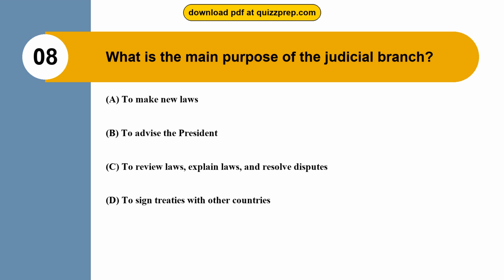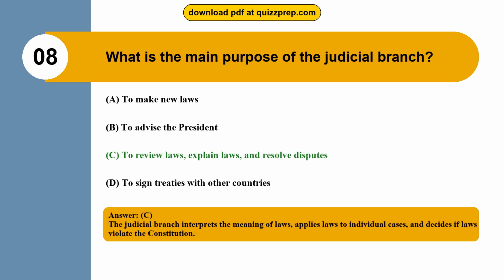Option A, to make new laws. Option B, to advise the President. Option C, to review laws, explain laws, and resolve disputes. Option D, to sign treaties with other countries. The correct answer is option C, to review laws, explain laws, and resolve disputes. The judicial branch interprets the meaning of laws, applies laws to individual cases, and decides if laws violate the Constitution.